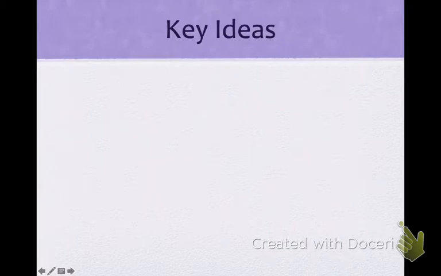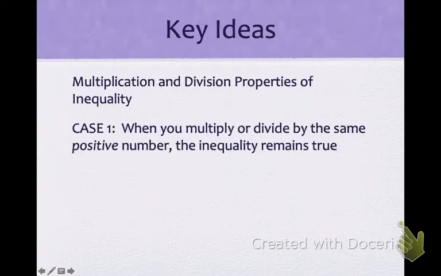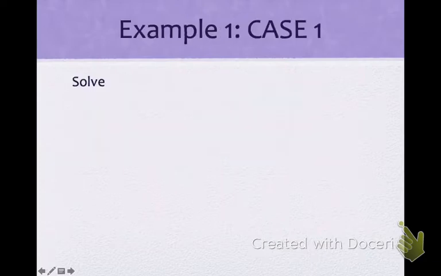So key ideas. Multiplication and division properties of inequality. When you multiply or divide by the same positive number, the inequality remains true. Please write that in your notebook. Again, if you need to pause the video, pause the video. So this is important because later on we are going to multiply or divide by a negative number and things will change. So write this down for positive. I'll give you some examples and then we're going to do some negative ones.